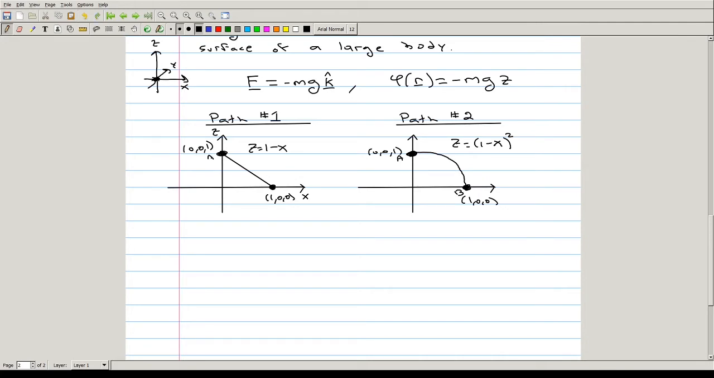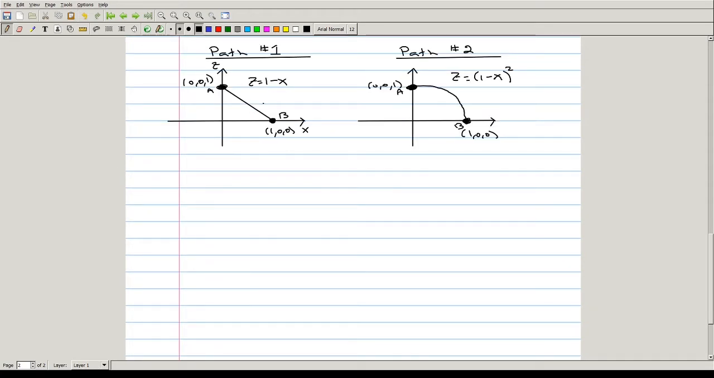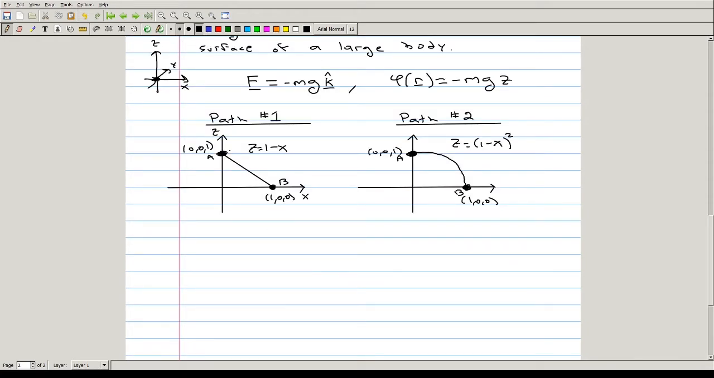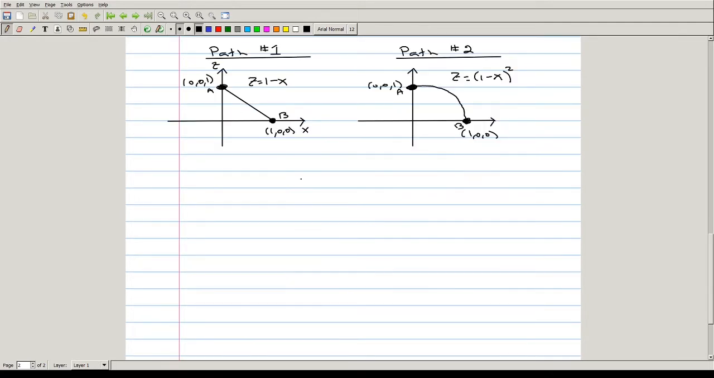And both of these paths, we're assuming, are immersed in the same constant force field right here. But in general, depending on the example, F could be more complicated. We're just trying to illustrate something here. So in general, because we have two separate paths, we expect the line integral giving us the work to be different.